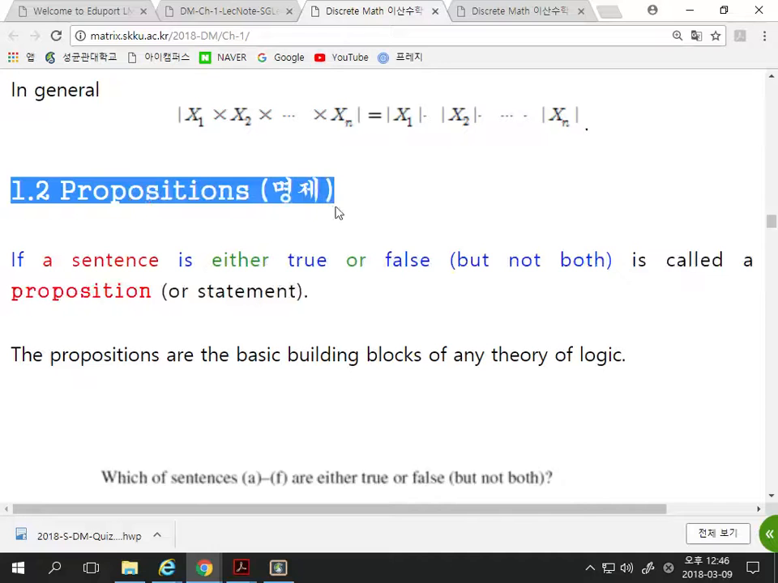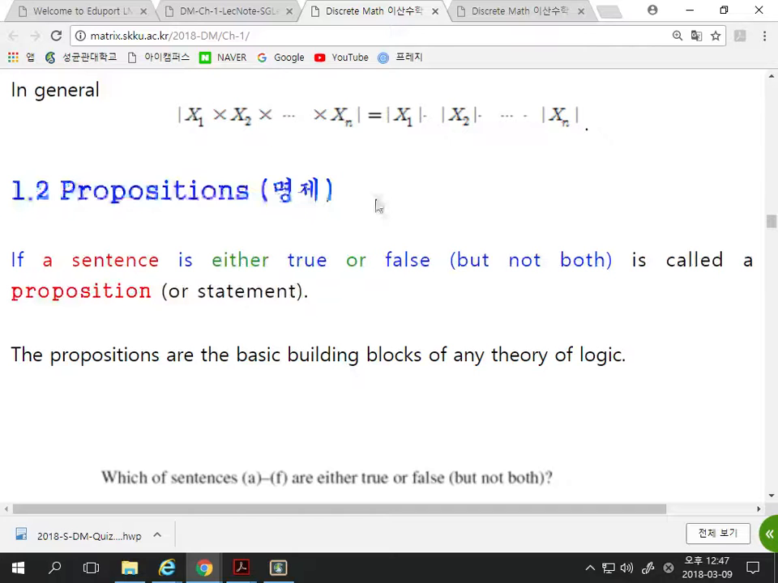Next, proposition. Okay. Before we start the proposition, since the first class hour is up, we will take a 10 minute break. Any questions on section 1.1? Okay, then let's take a short break.